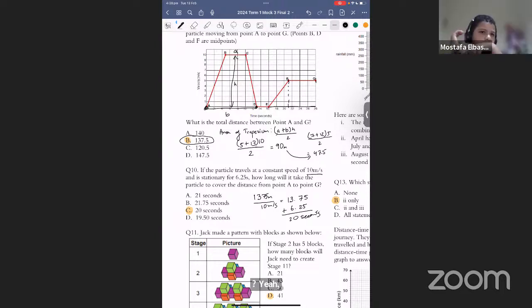Melvin, how did you get the 6.25? From the question. So the question says they didn't move for 6.25. That's right, yeah.